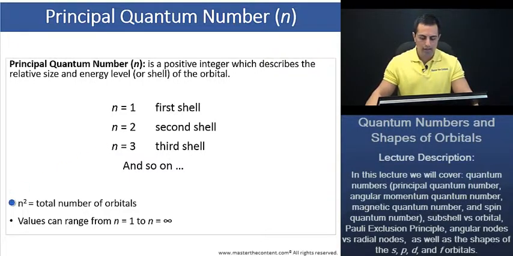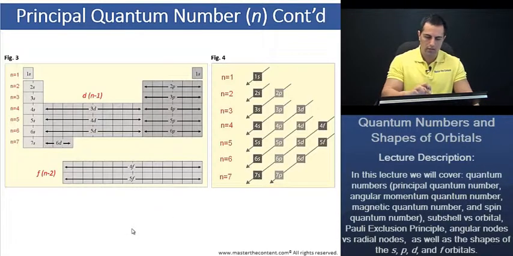Now, if we want to find the total number of orbitals, as it says here, we can do so by squaring n. n squared equals the total number of orbitals, and we'll do an example on a subsequent slide. And n can be any positive integer, any value beginning at 1, as we see here. Okay, great. Let's continue our discussion now on the next slide.